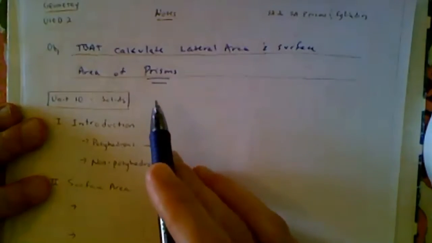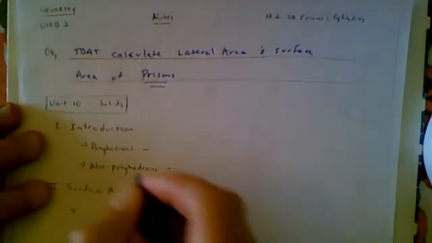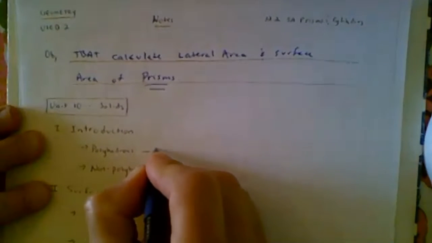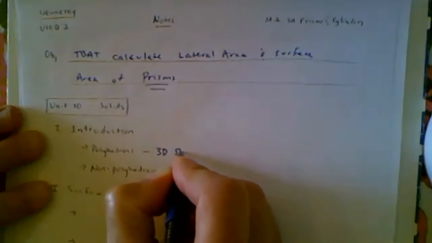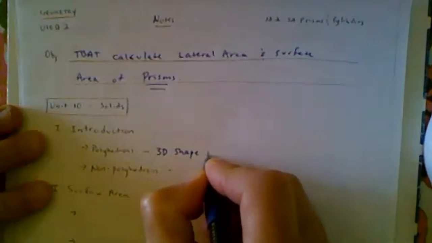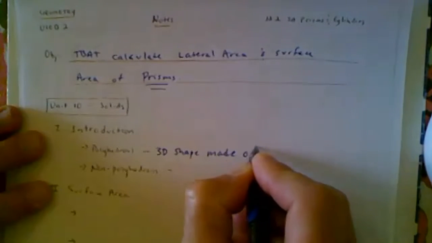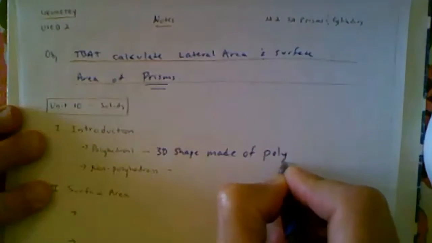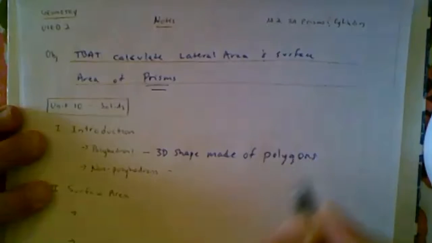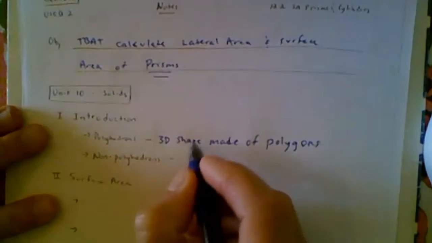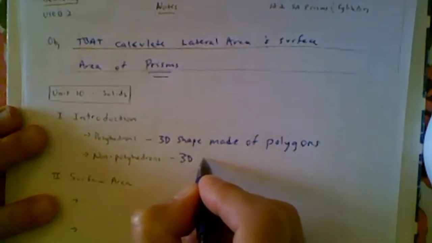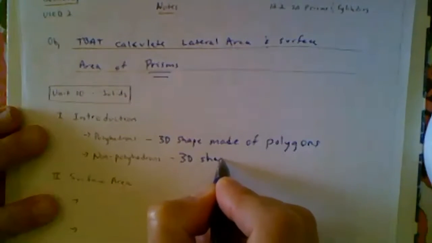We introduced what a prism was. A prism was an example of a polyhedron. Remember, that is a 3D shape made of polygons. So a prism was an example of that. A non-polyhedron, these are 3D solids not made of polygons.